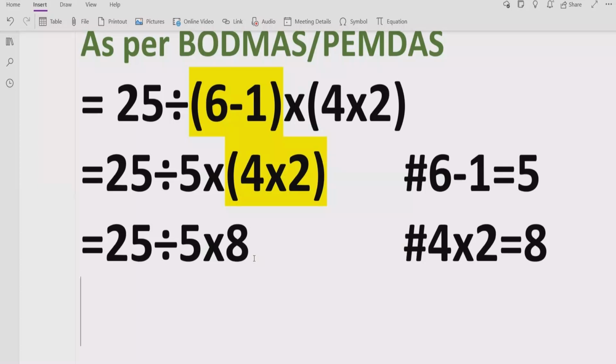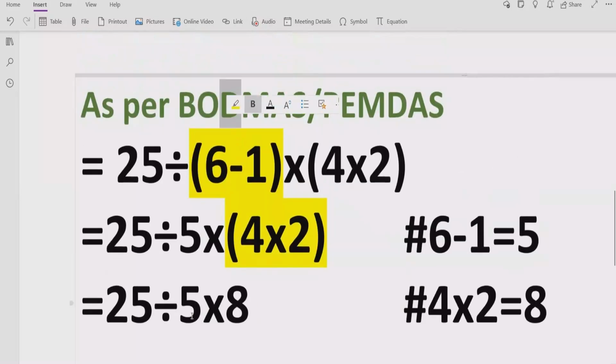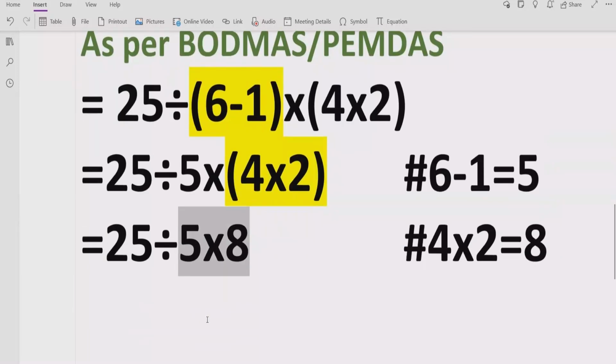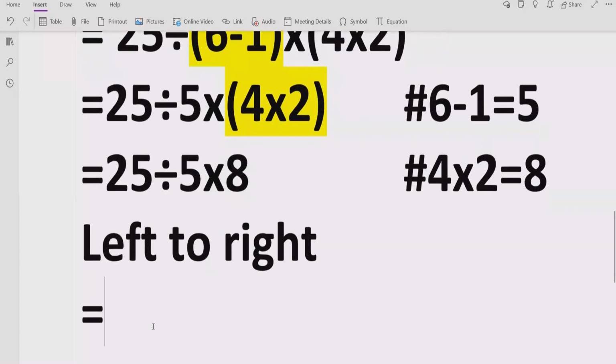Step number 3 is basically you have to solve division and multiplication. Some of you will say, I'm using BODMAS, so I will solve D first, like this part I'm solving first. And some will say, I'm using PEMDAS, so I will solve the multiplication, which is this one. No, this is not good. The rule is similar for both. So what we will do, we will go left to right in our expression and find out which part is coming first.